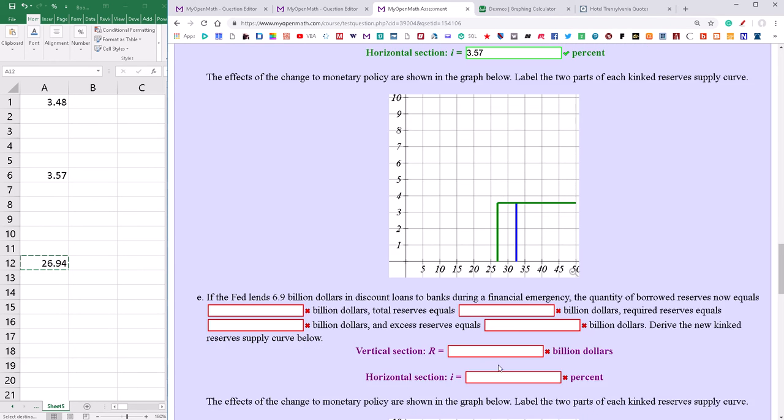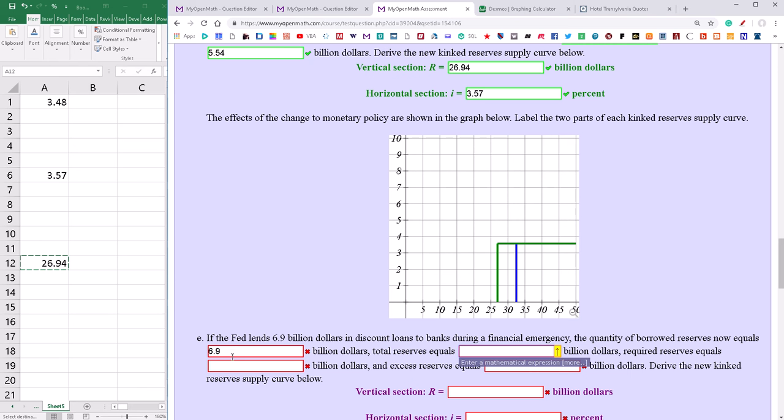Or 26.94. Now, if the Fed lends $6.9 billion in discount loans to banks during a financial emergency, the quantity of borrowed reserves now equals, well, it was 0 before, but now it's 6.9, right? And total reserves, the Fed's adding these reserves to these reserves here, right? So he's got to add this to the amount of discount loans, right? And so the new quantity of reserves is this total here of 33.84.